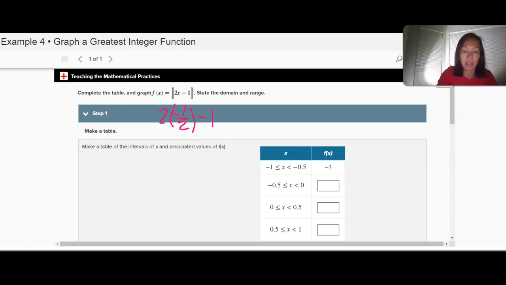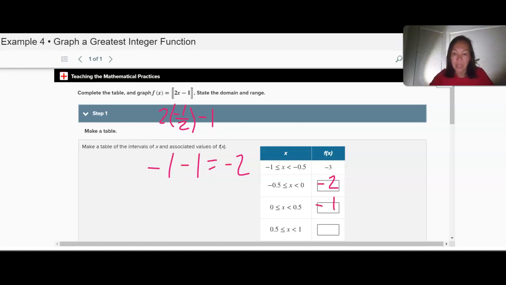2 times negative 1/2 is negative 1. Technically, negative 1 minus 1 is negative 2. So this is the endpoint. So negative 2, when it's equal to negative 1/2, like here, our integer will be negative 2, but this one's not equal to. So this one is the negative 3.